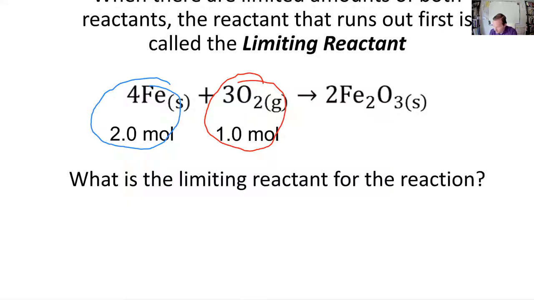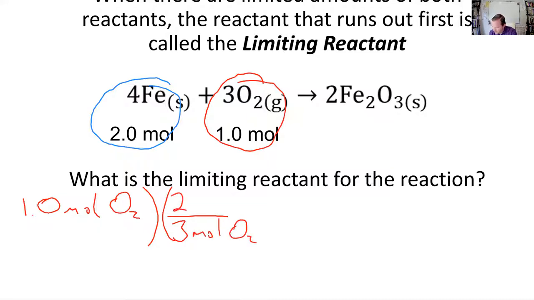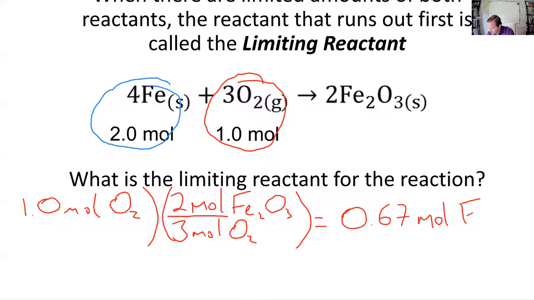I can make fewer hamburgers with the patties I have. Right? And so the way we'd show the work for that would be if we started with the oxygen, say 1 mole O2. For every 3 moles O2, make 2 moles product, iron 3 oxide. So if I used up all of the oxygen, I can make 0.67 moles product. And we're just going to do the exact same thing with the iron. All right. On the other hand, if I used up all of my iron, how much product could I make?